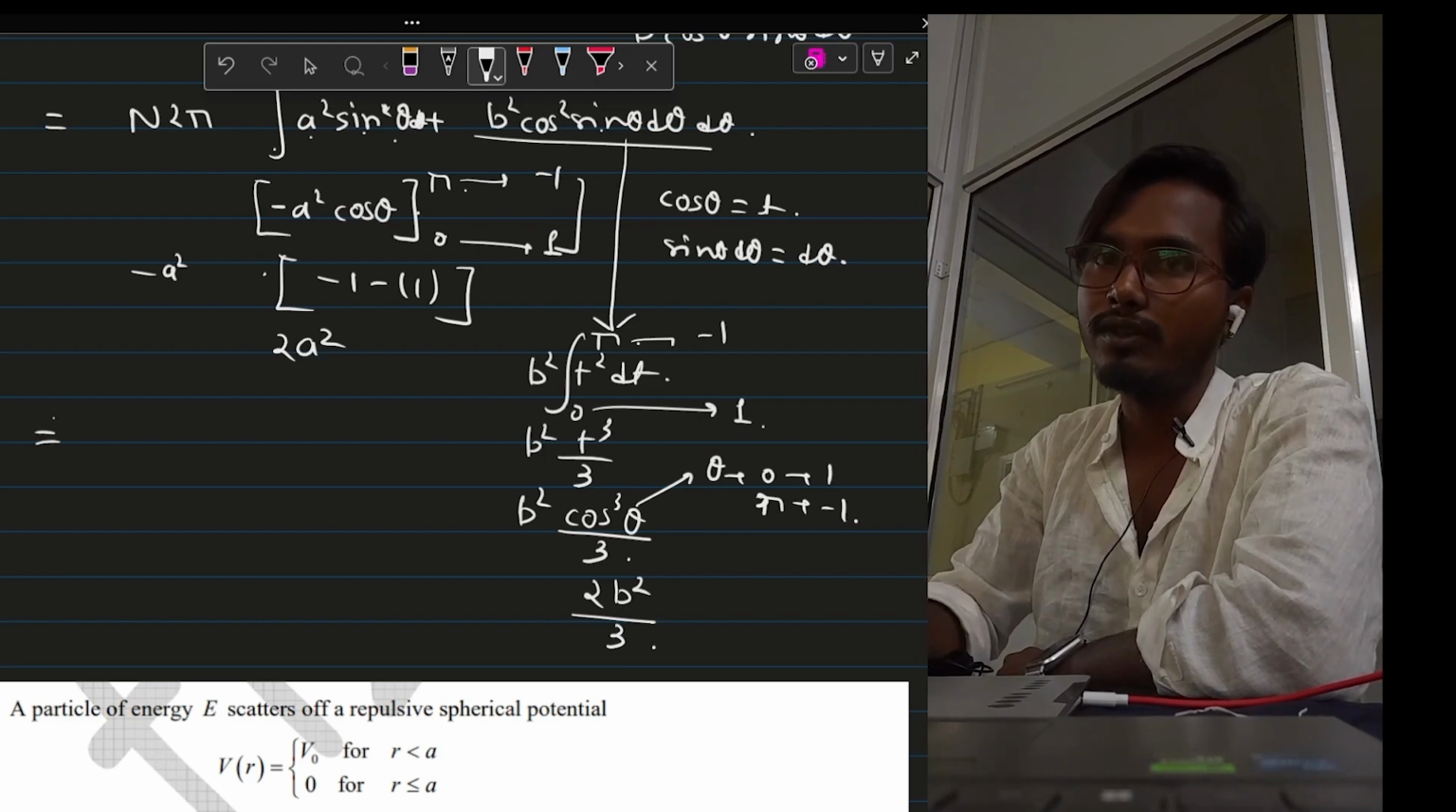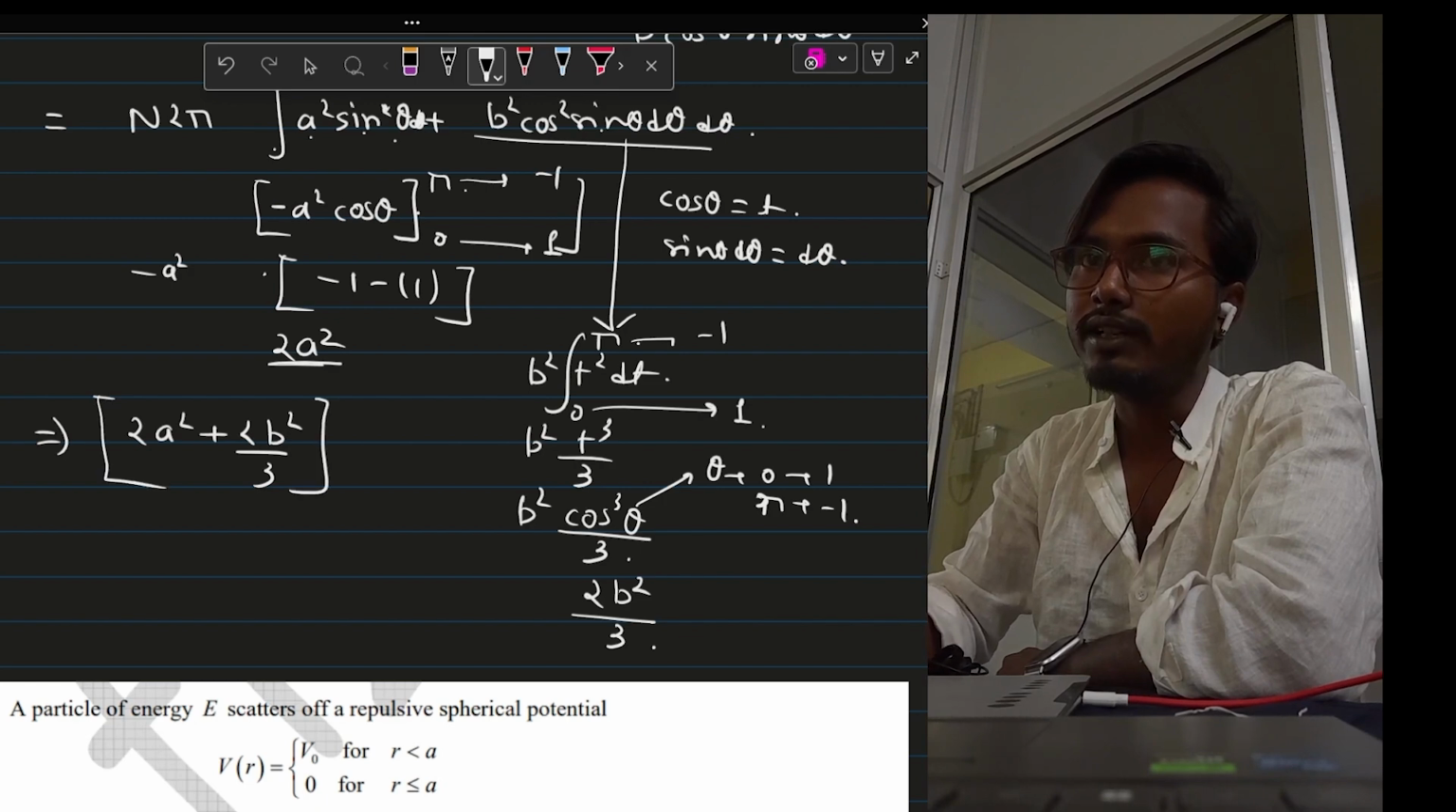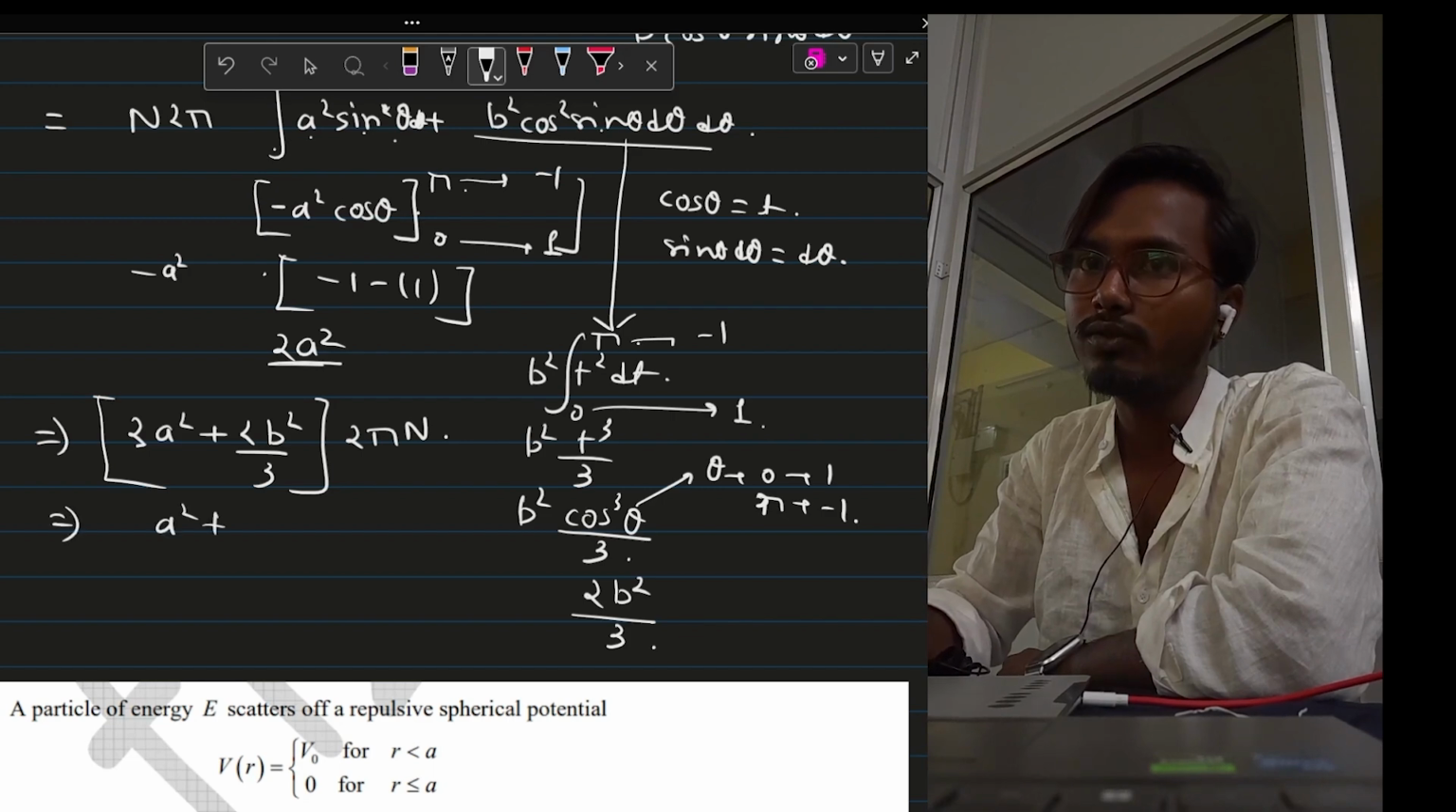So what do we get as the net value? 2a square plus 2b square by 3, and we had a common 2 pi n. Let us take this 2 common also. Then we get a square plus b square by 3 times 4 pi n.